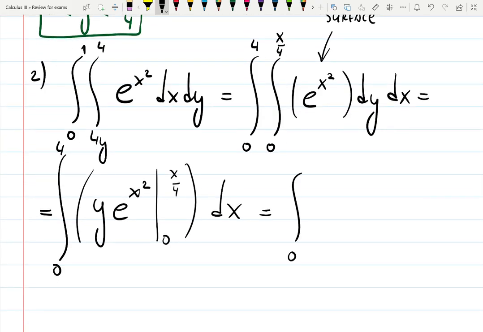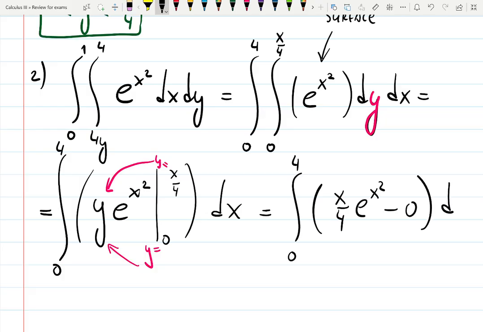Now, the outside integral is still waiting. If you're confused, remember, you just finished integrating with respect to this variable, in this case y, so you have to put it over here, with a pencil, for example. And now you know you're plugging y equals x over 4 minus y equals 0. So it's going to be x over 4 e to the x squared minus 0. I don't have to even write down 0, but I did for you to have good notes. Why not?